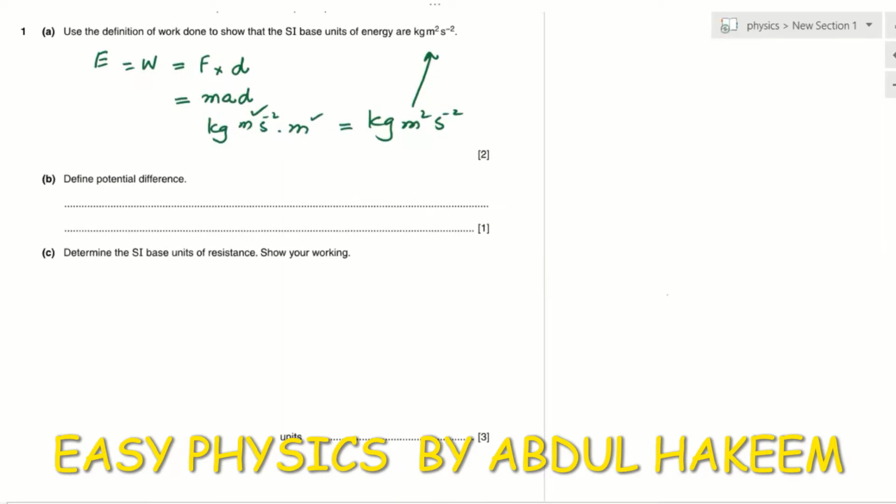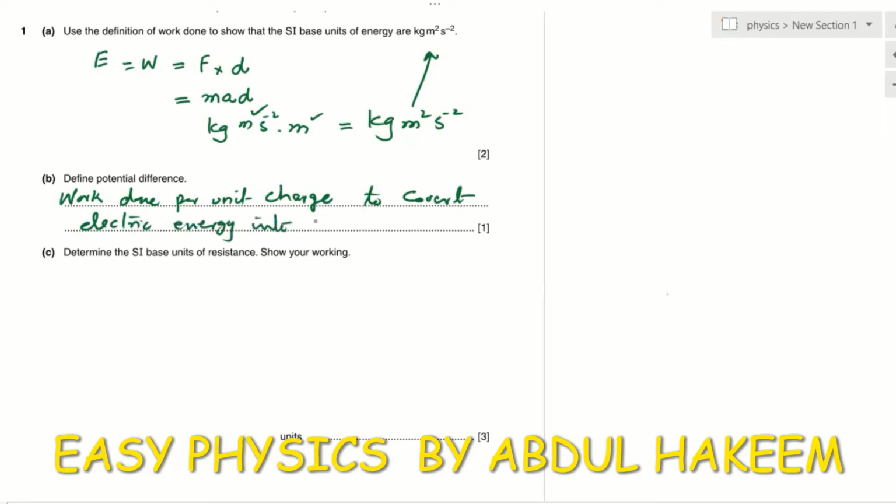Next, define potential difference. So the definition is work done per unit charge to convert electric energy into other forms of energy. Other forms can be rotational kinetic energy, meaning mechanical energy, light energy, heat energy.